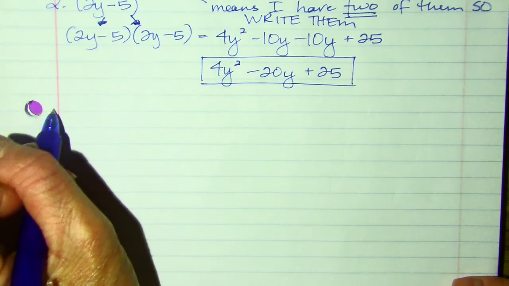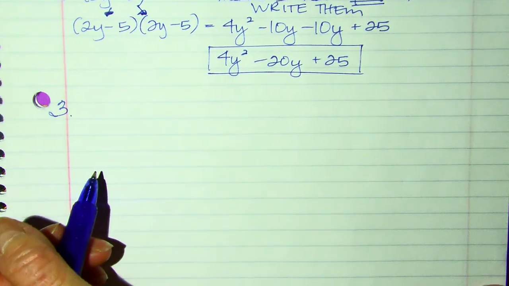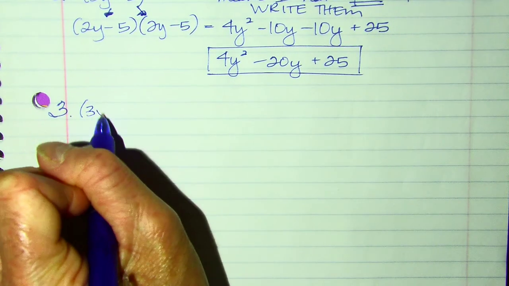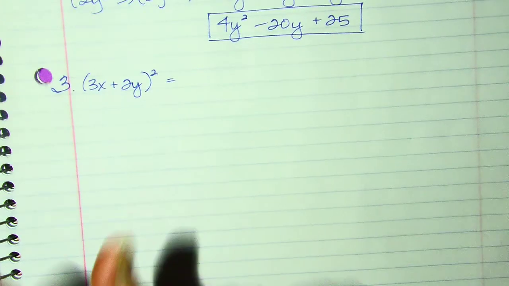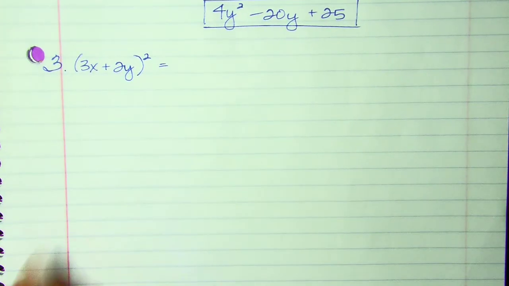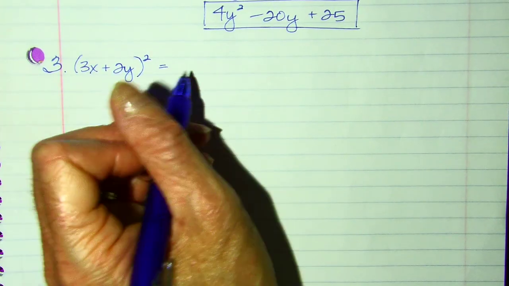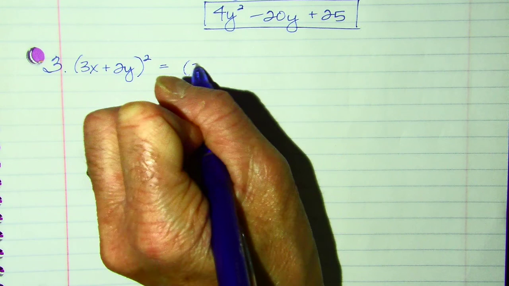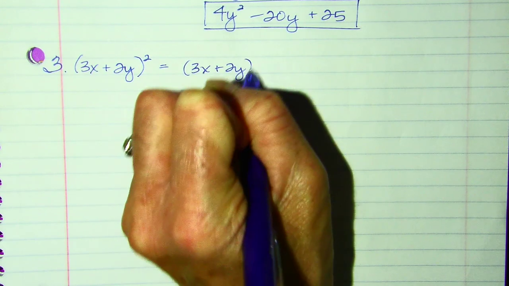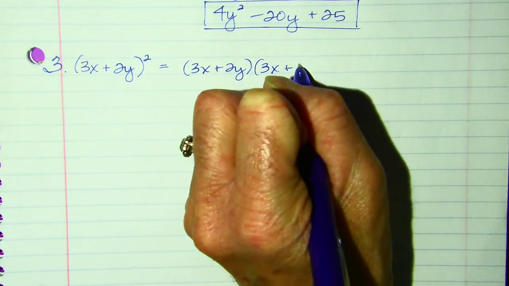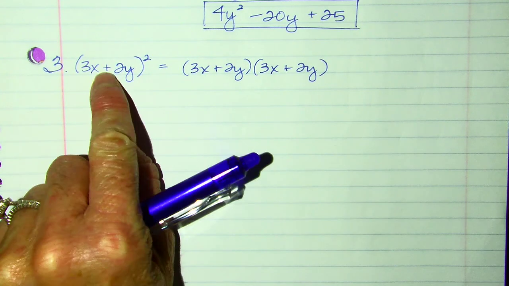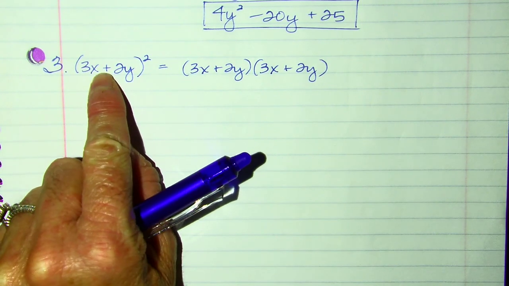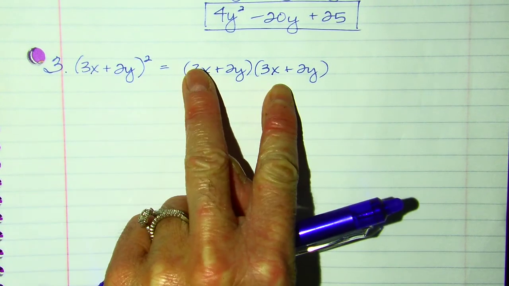Okay, next one. We're going to put more than one variable in here. So 3x plus 2y squared. Now again, we know that squared means that I have 2 of them. It means that I have 3x plus 2y and another 3x plus 2y. I can't simply square them. You can only do that if the sign in between is a multiplication. But this is a sum, so you have to write them twice.